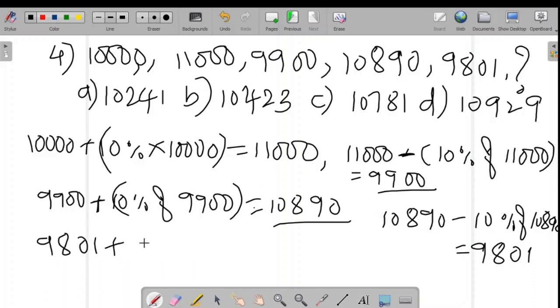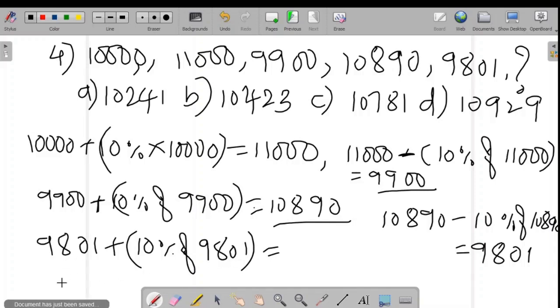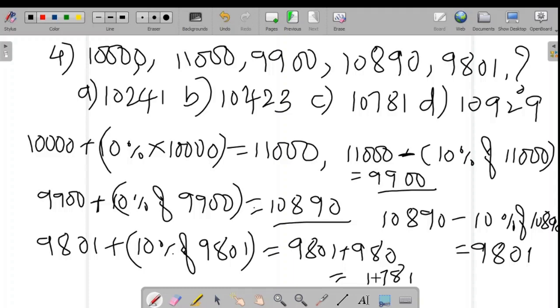9,801 plus 10% of 9,801 will be 980. 9,801 plus 980 will be 10,781. So option C is the right answer for this. Okay, so we'll move on to next question.